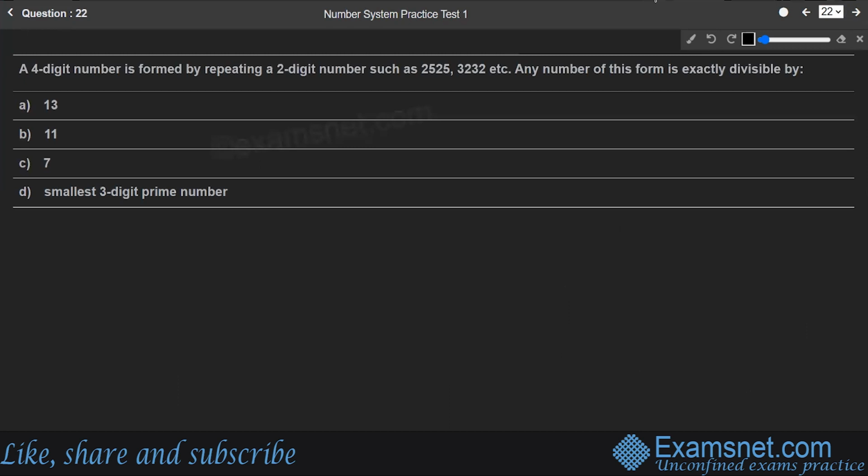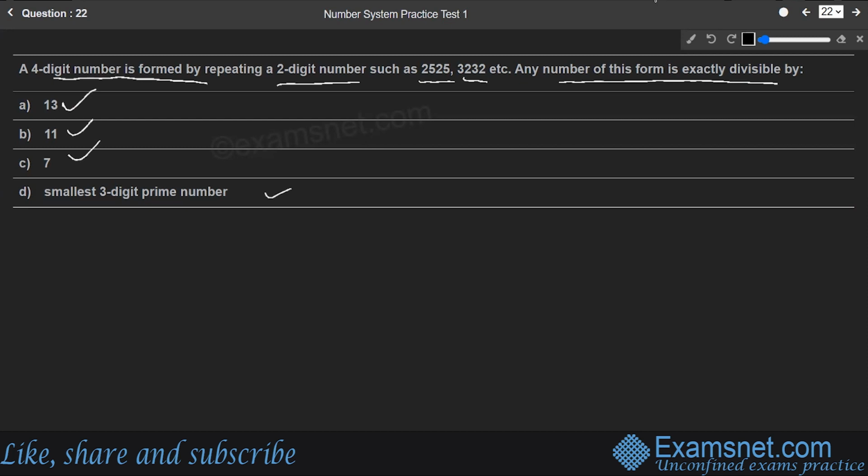Now, a 4-digit number is formed by repeating 2-digit numbers such as 2525, 3232, etc. Any number of this form is exactly divisible by what? So we will not use any particular method; rather, we keep on watching the options and keep dividing the given numbers by the options. Whichever option is not able to divide these numbers will be eliminated from our choice.